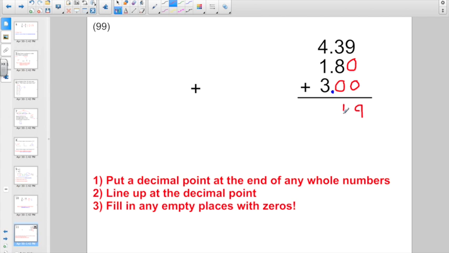I'm going to write down my 1. I'm going to carry my other 1. 1 plus 4 is 5, plus 1 more is 6, plus 3 more makes 9. But my answer's not 919. Just bring the decimal point straight down, and that gives us 9 and 19 hundredths.